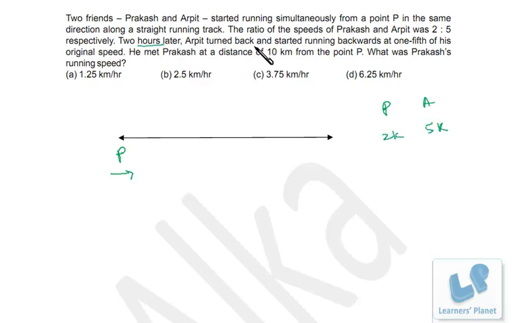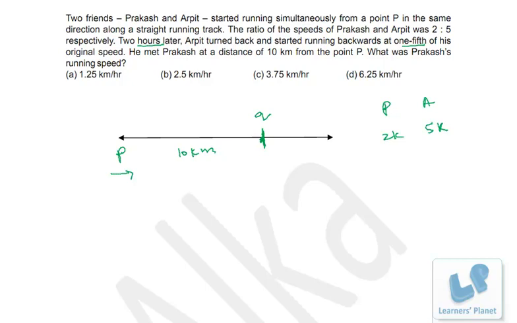2 hours later, Arpit turned back and started running backward at 1/5 of his original speed. He met Prakash at a distance of 10 km from the point P. Maybe this is the distance where they are meeting, right? So maybe this is Q. So what is Prakash's running speed?